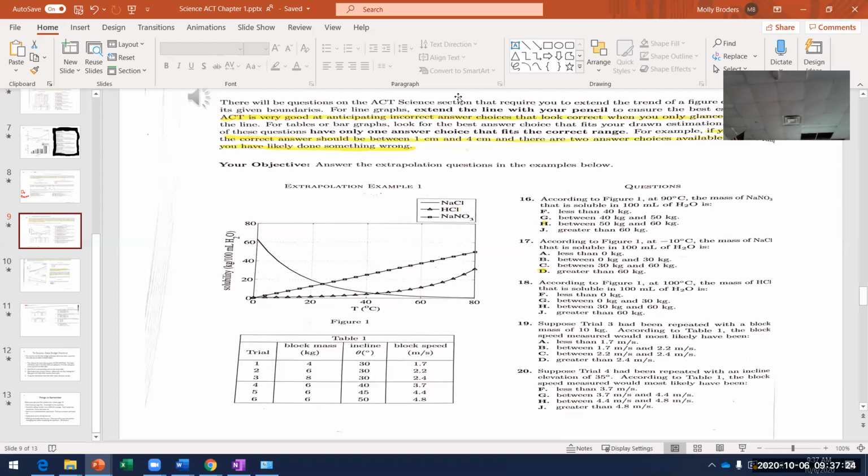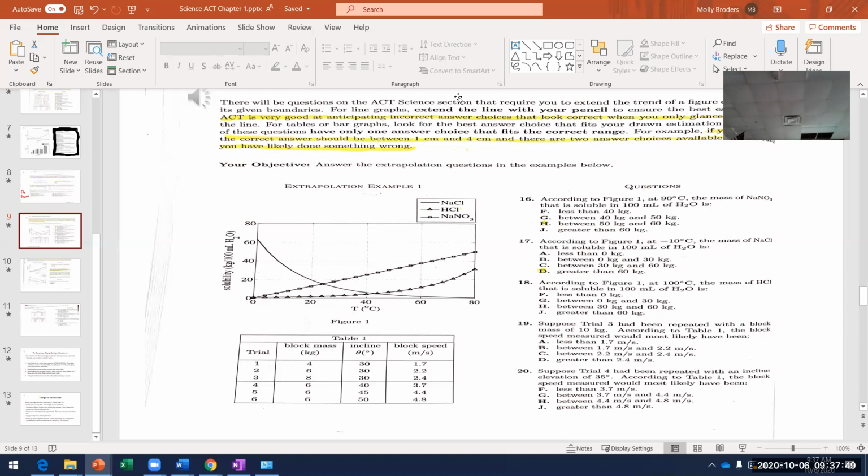And so we need to go to 90. So you should have taken your pencil and drawn another little almost 10, and then you should extend the NaNO3 line, the little box line, up, okay? So look at where that hits. Where does it hit? What's the solubility there?